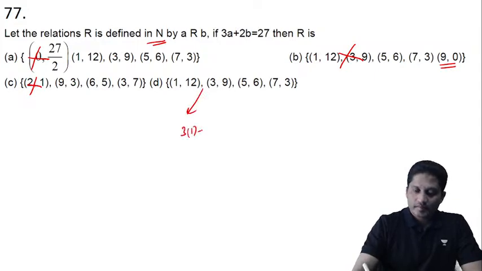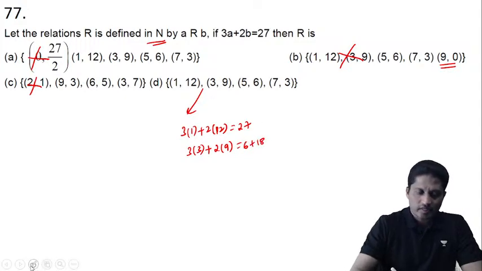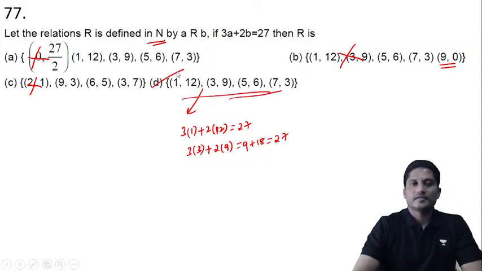3 into 1 plus 2 into 12, which is 27. You can check all the numbers will satisfy. 3 into 3 plus 2 into 9. This is 9 plus 18, which is equal to 27. So all these numbers will satisfy, guys. Answer is option D only. Let's move to the next question.